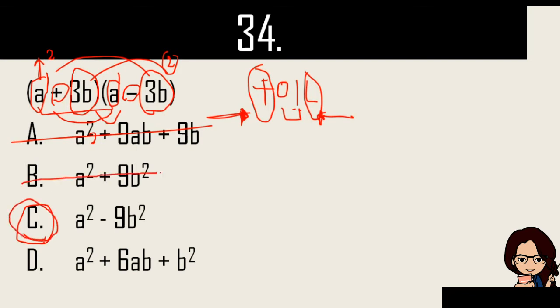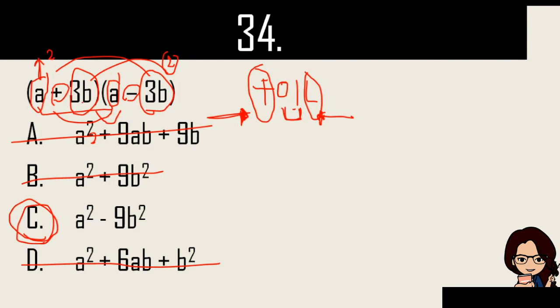Hindi kasi pwede ito dahil ito positive 9b squared. Ito, ni walang 9b squared. So, answer mo is letter C kahit hindi mo na i-solve down. Okay? Kahit hindi mo na pansinin yung outside tsaka inside. Kasi makakancel lang din naman yan eh. Kasi that is basically plus 3ba and negative 3ba. So, makakancel lang din siya.